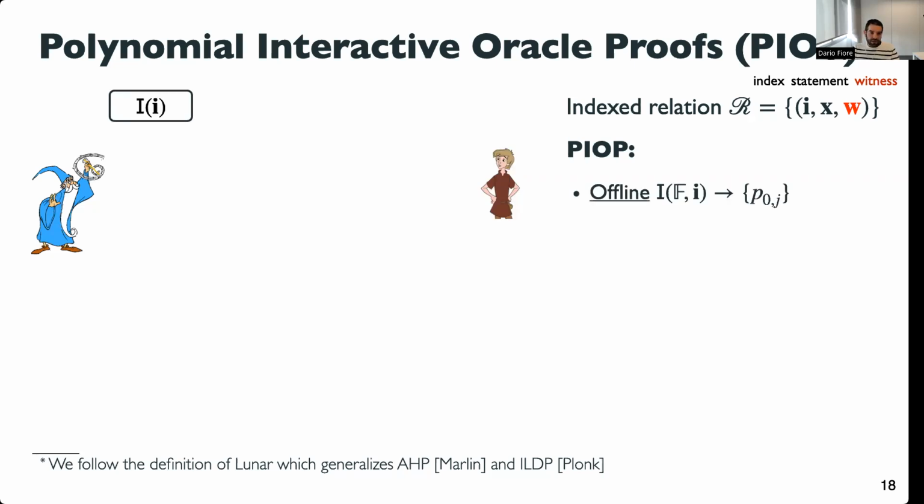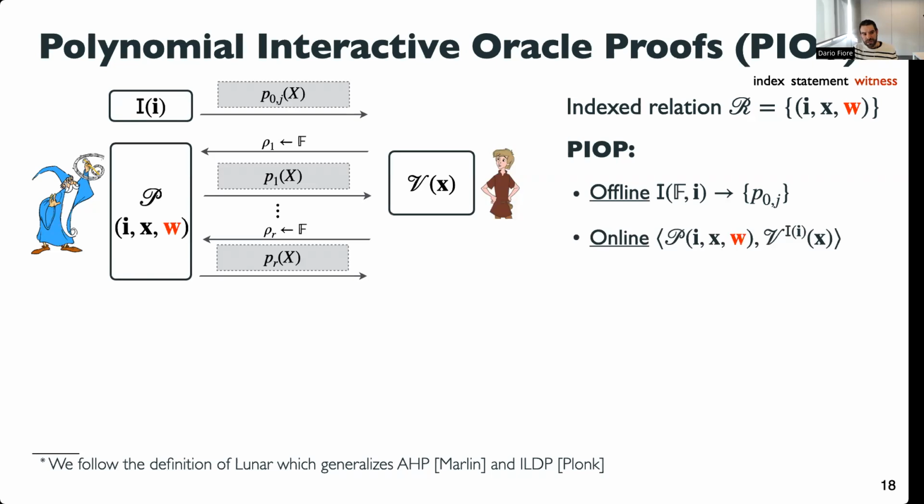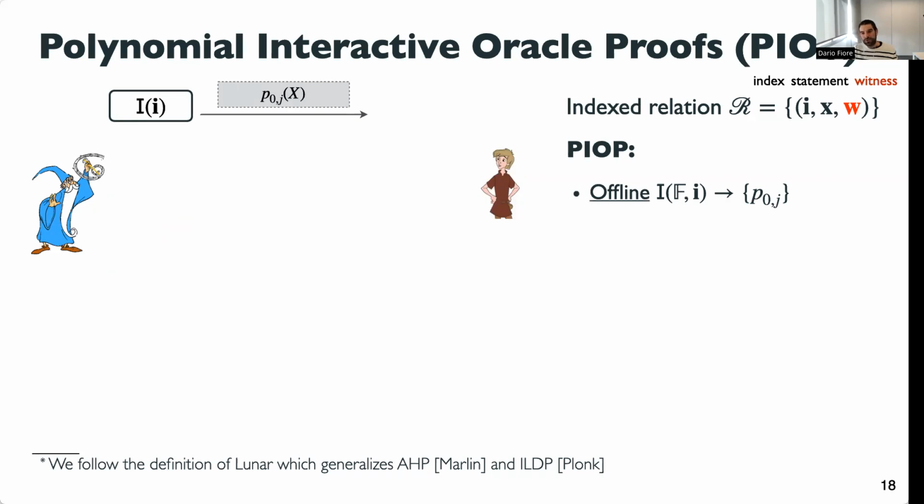In a polynomial IOP, the first algorithm that you have is the so-called indexer. The indexer takes the description of the relation that you want to prove. Think that you take the description of the circuit. It outputs a set of polynomials that describe the circuit. Maybe I should not have put it like this in the slide: it's not generated by the prover. It is, for example, generated by the verifier, but it can be done in an offline phase.